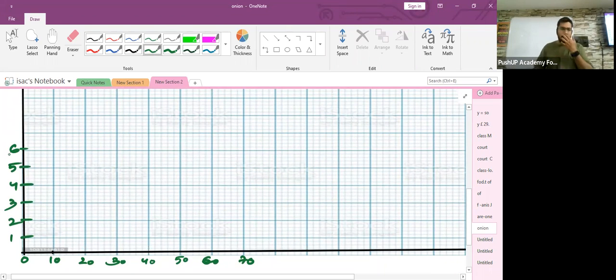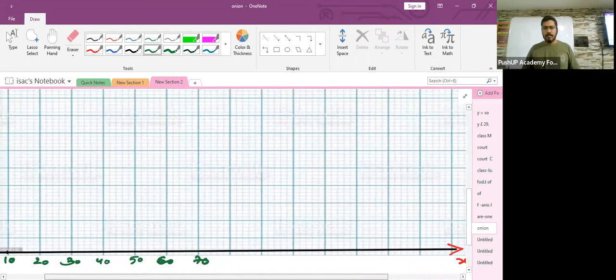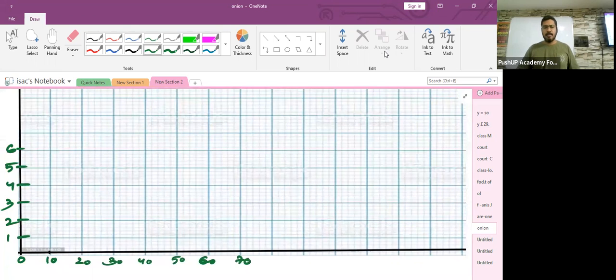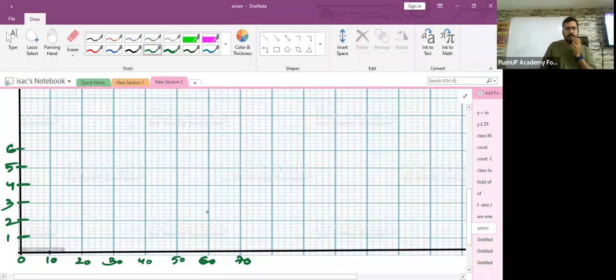Sir, y-axis is 10, 20, 30, 40, 50 and like that. No problem, Animesh. I mean, no problem, it's fine. No problem in doing that.